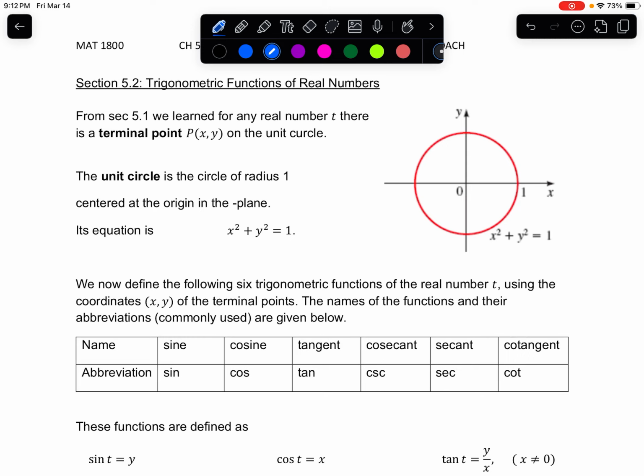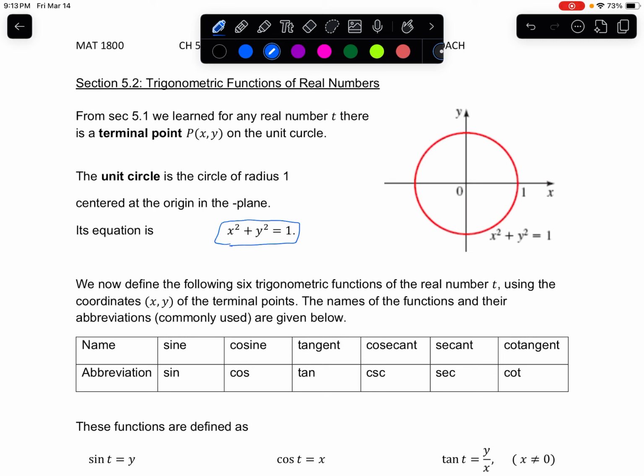the unit circle. What is a unit circle? Again, from section 5.1 the definition is repeated here: the unit circle is the circle of radius 1 centered at the origin in the xy plane. The equation of the circle is x squared plus y squared equals 1.